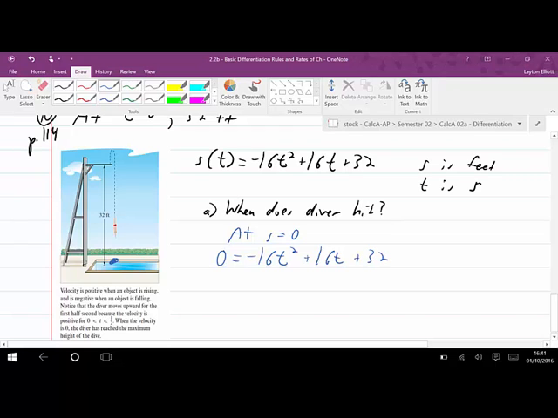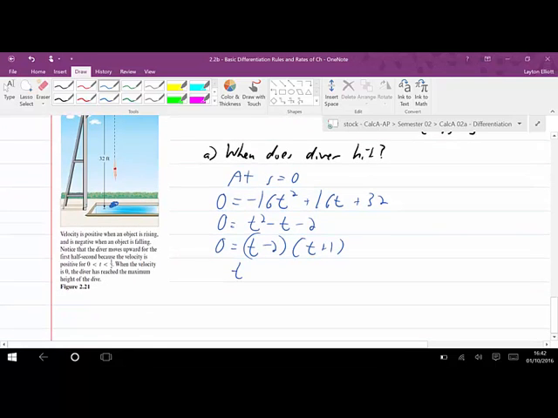And that's just a factoring problem. If I pull out a negative 16, I get t squared. Actually, I'm just going to divide it out of both sides. I get t squared minus t minus 2, or t minus 2, t plus 1. We're talking positive t, so t equals 2 seconds. So that's when the diver hits.